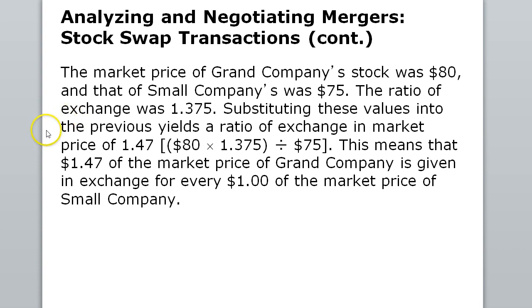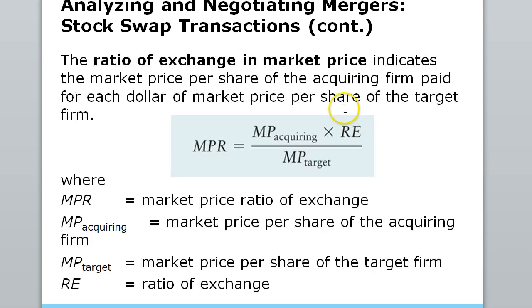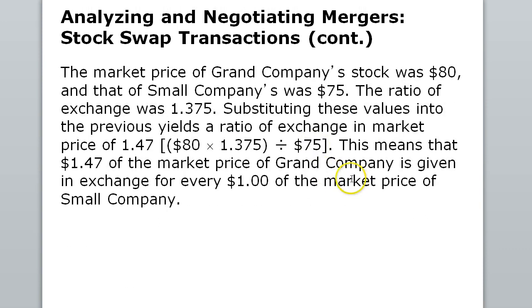Substituting these variables into the previous formula yields a ratio of exchange in market price of 1.47. So it's the $80 times the 1.375 divided by the 75. And this is based on this formula here. This means that 1.47 of the market price of Grand Company is given in exchange for every dollar of the market price of the small company. So that's another way of quantifying the dollar amount of this transaction.